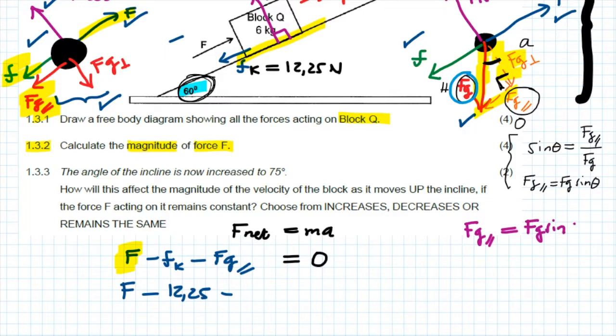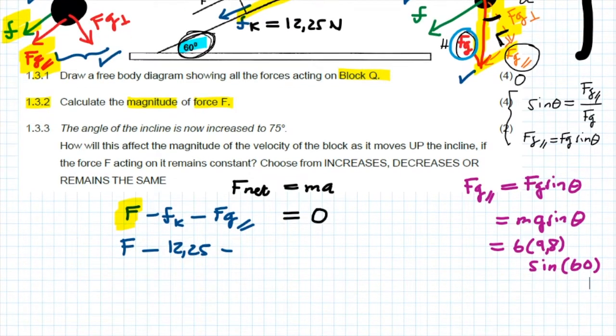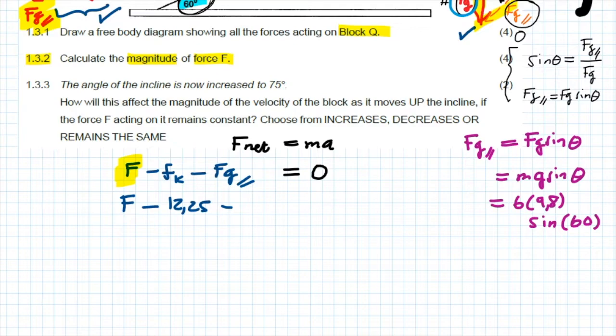Fg sine theta. Fg is equal to mass times gravitational acceleration. The mass of this object is 6. G is a constant 9,8, and we plug in sine theta, where theta is the angle of the incline, or the angle that the incline is making with the horizontal.